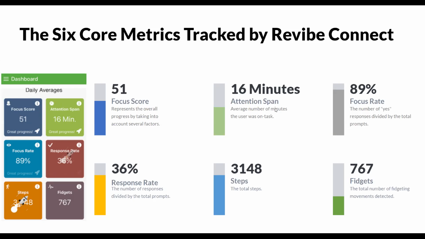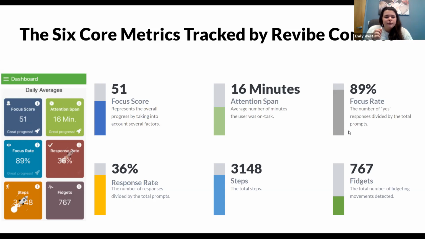Following that is the attention span. This is just the average number of minutes the user was on task. It calculates this over time using their response and focus data when they tap back. This isn't necessarily to say that every time your child sits down, they'll be able to focus for 60 minutes at a time. It's an average. So, could be slightly more, could be slightly less, but this is just collected over time and averaged out.